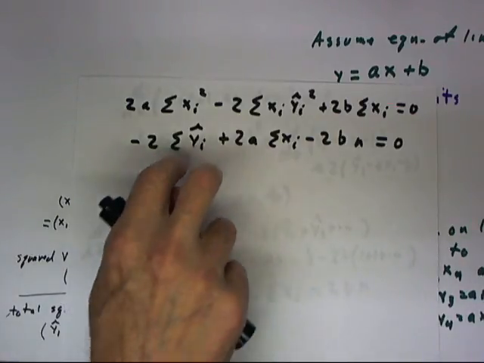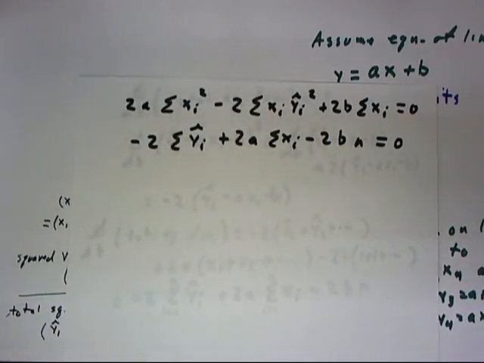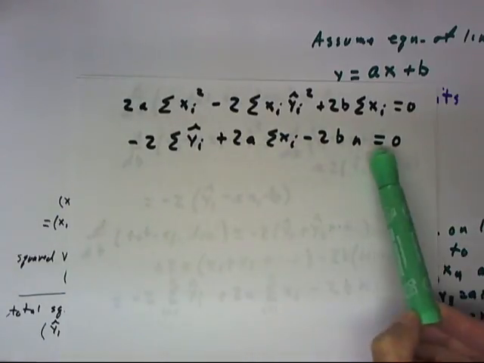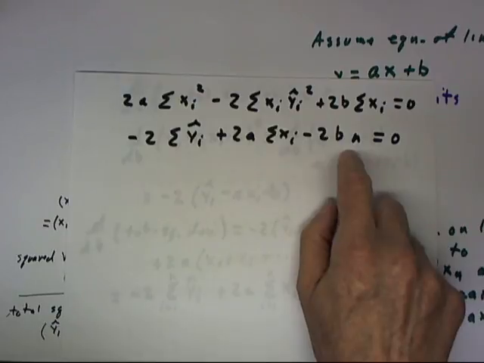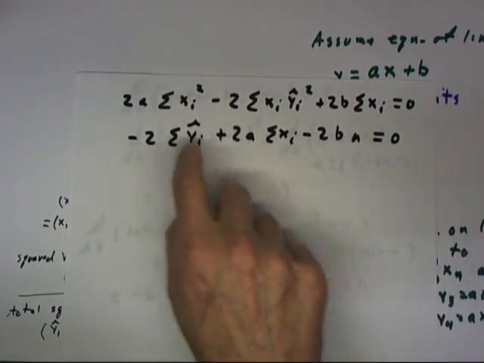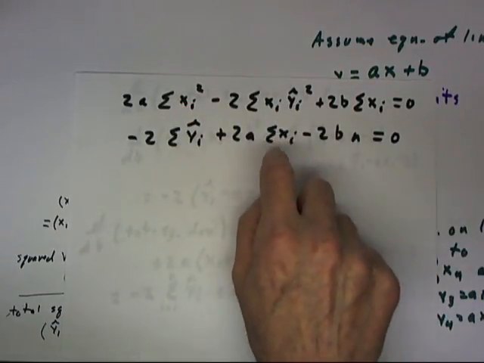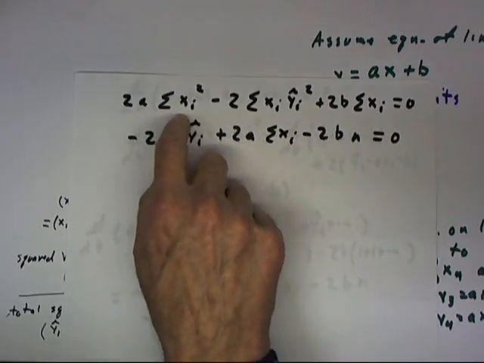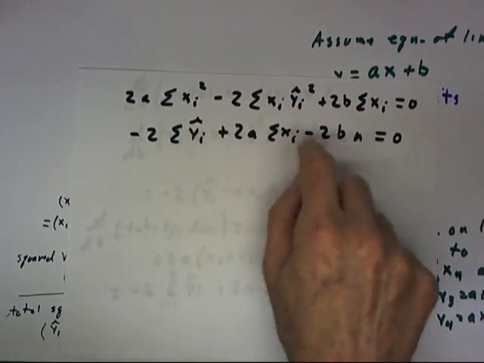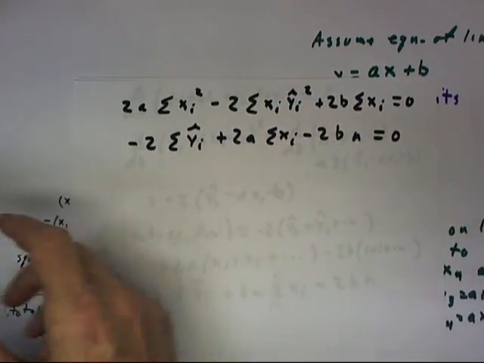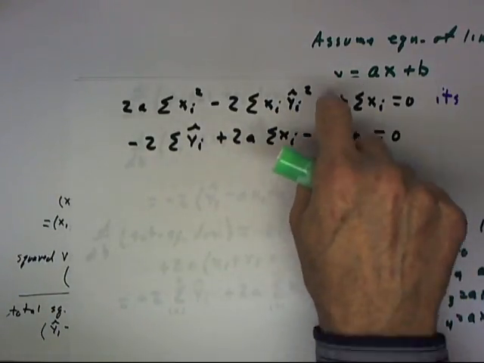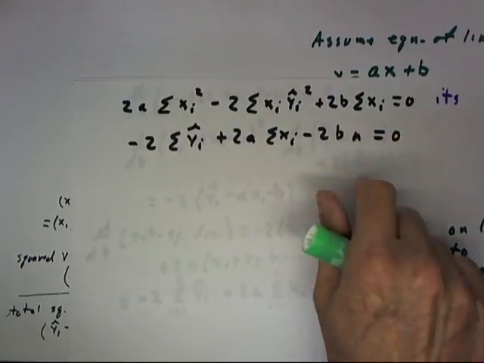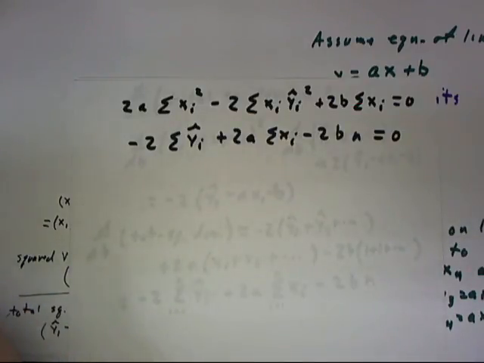All that remains is to solve these two simultaneous equations for a and b. Everything except the a and b is a number that we presumably have observed. All the xi's and yi hats are just numbers that we know. In order to solve these equations, which can look a little bit intimidating, it's really not that bad.